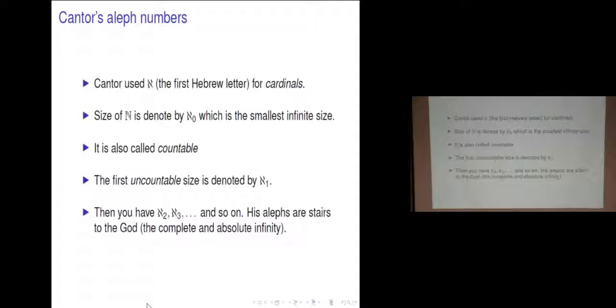Now the first uncountable size is denoted by aleph 1. After aleph 0, you have the next size called aleph 1, and then you have aleph 2, aleph 3, and so on. Cantor is a very strange person. He believed that his alephs are stairs to God. God is the complete and absolute infinity. Because of his theory of infinity, these alephs are getting larger and larger, so when you go up the stairs, you get closer and closer to the absolute infinity.